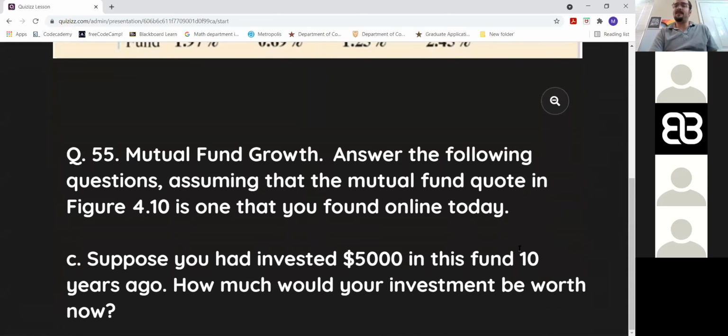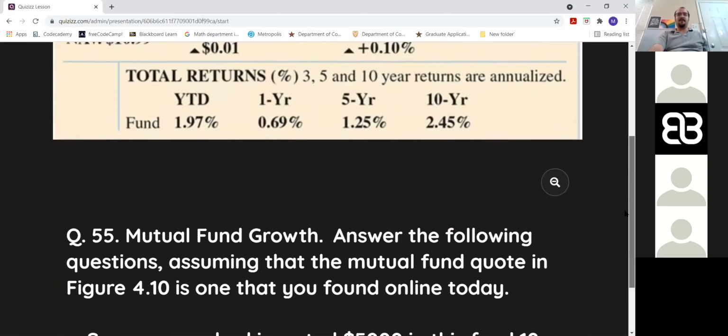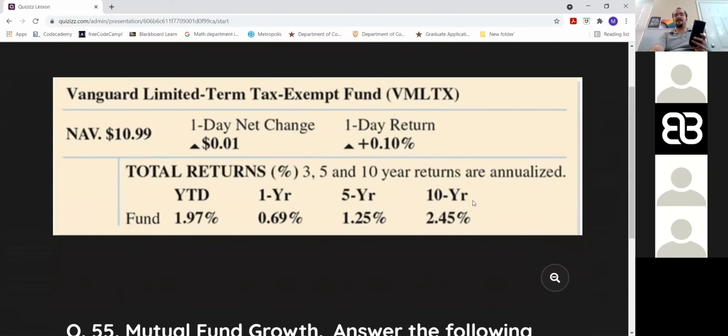Suppose you had invested 5,000 in this fund 10 years ago. How much would it be worth now? So this should look very similar, except instead of 5, I think I'm plugging in 10 instead of 1.25. Should be plugging in 0.0245, right?